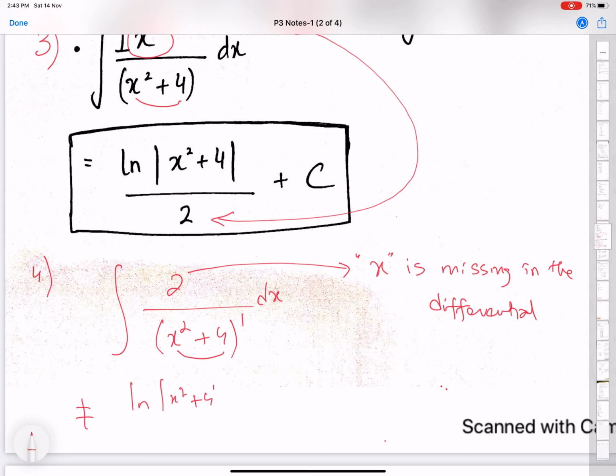This is the wrong way, because we can never divide functions by a variable. So never use basic formula 1 and 2 when variable differentials are missing.